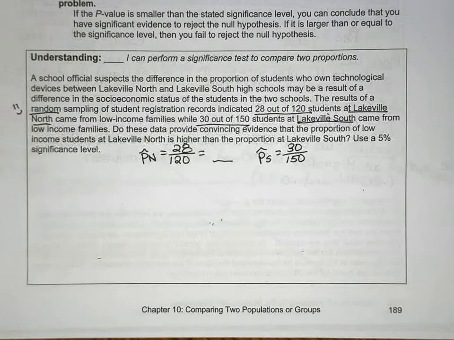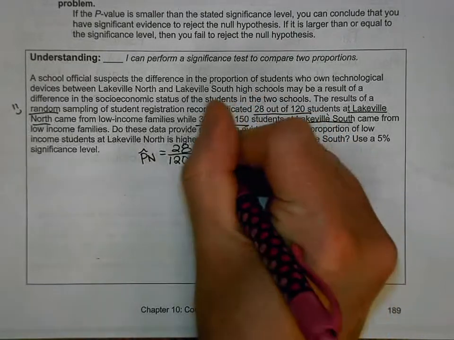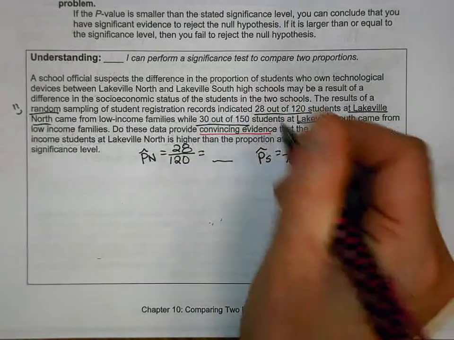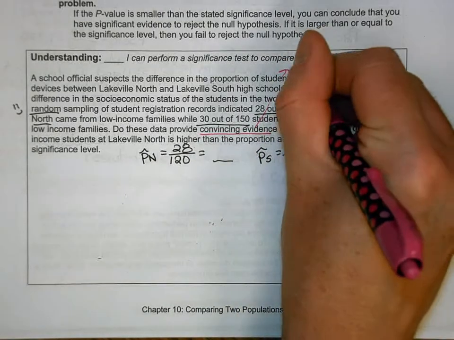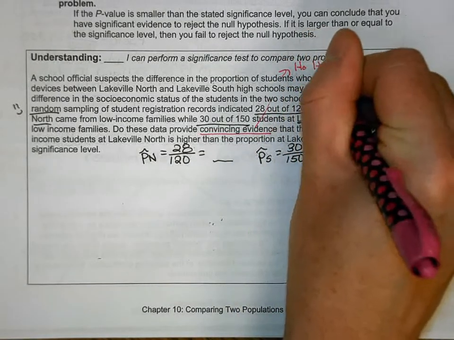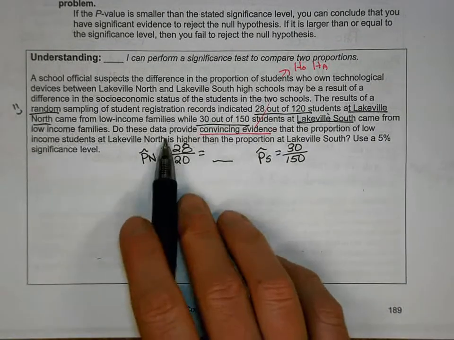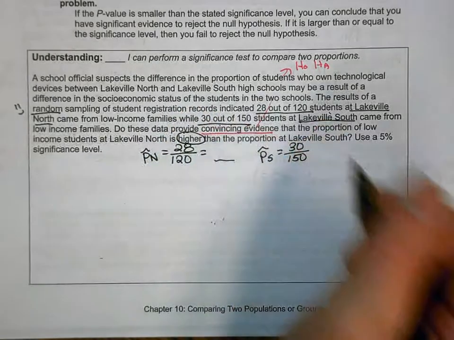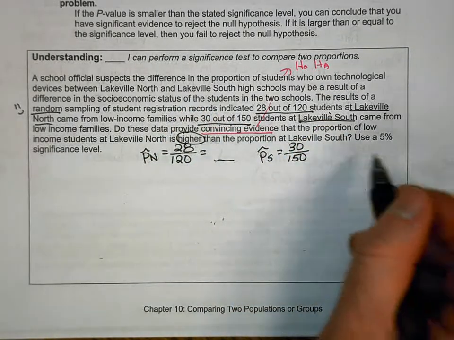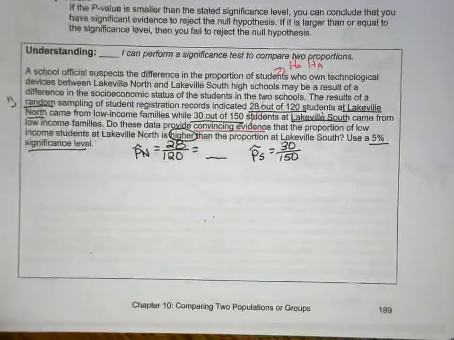Now we need to finish reading the problem, of course. Do these data provide convincing evidence? Whenever they want convincing evidence, that should tell you, ding, ding, ding, I need to do a test. I need to do my H0 and HA and conduct a test. And they want to know if the proportion of low-income students at Lakeville North is higher, keyword, than the south. Well, yeah, north is above south, so yes, it's higher. Use 5% significance level. That's your alpha.